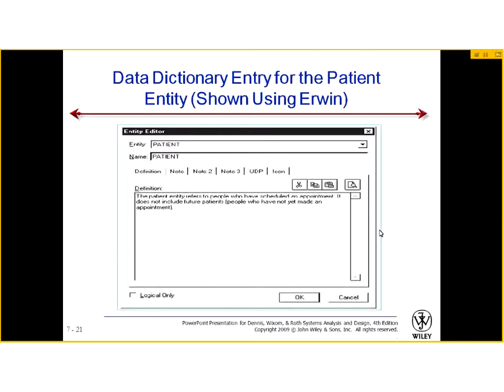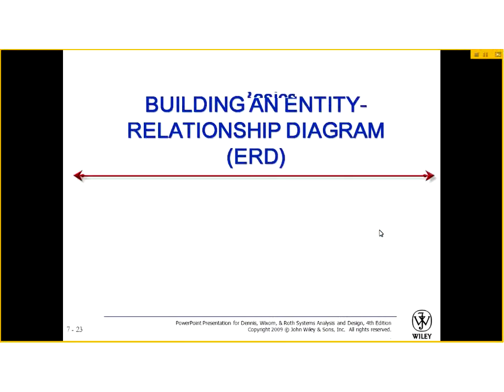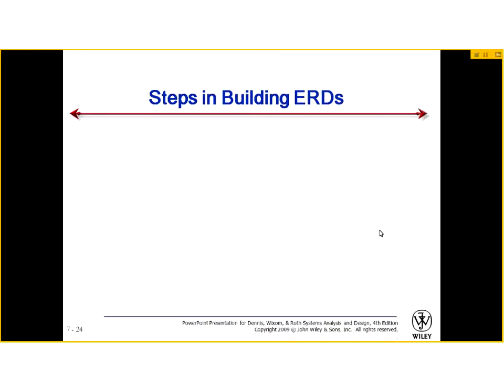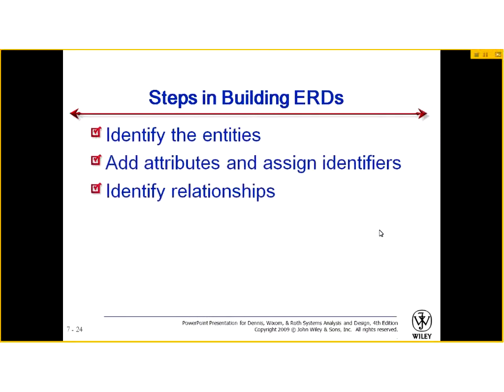So you can make a data dictionary entry for patient entry in this way using Erwin. This is one sample view which has been taken from there. Whenever you have to draw an entity relationship diagram, you cannot say that once you have drawn an ERD, that is the final ERD. You have to keep on revising it until you get the final diagram. So this can be quite complex as well.